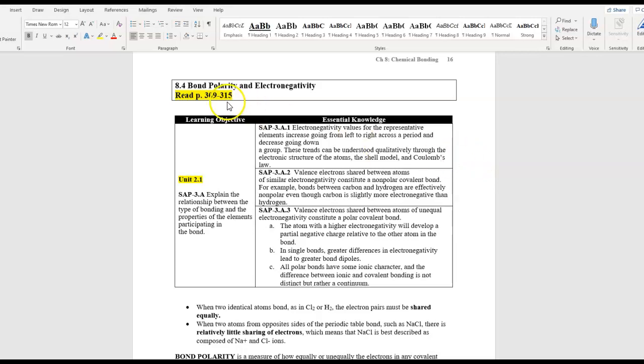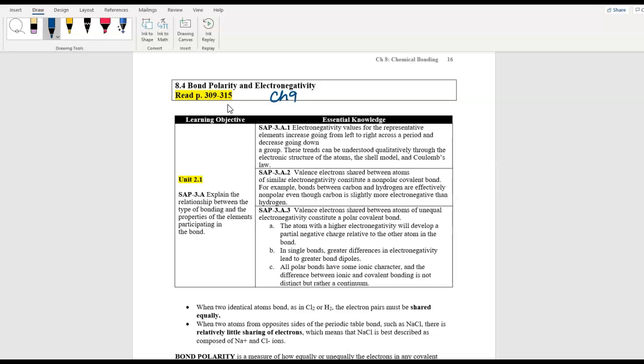Hello AP. 8.4 has to do with bond polarity and electronegativity. Bond polarity is such a big topic in AP because you're not only going to see it in this chapter. It's going to pop back up in chapter 9 and chapter 11, especially with electronegativity. You saw that word pop up in chapter 7. We just did not deal with the true definition until right now.